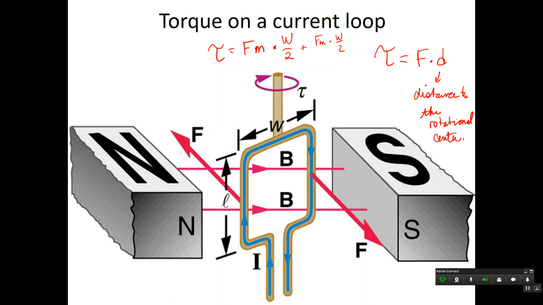So then what is my overall torque? Fm W over 2 plus Fm W over 2 is equal to 2 Fm W over 2, which is what? Just Fm W. And this is your overall torque.